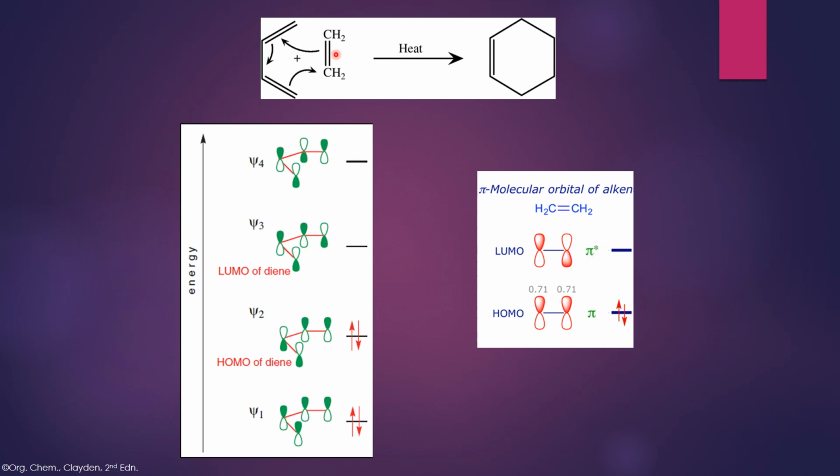We have already discussed that the interaction of a 4-pi component system and a 2-pi component system in the Diels-Alder reaction takes place between the HOMO of the diene and the LUMO of the dienophile. That means electrons flow from the HOMO into the LUMO. This is the case for the unsubstituted butadiene and unsubstituted alkene. Now we can see what happens with the substituted diene and substituted dienophile.